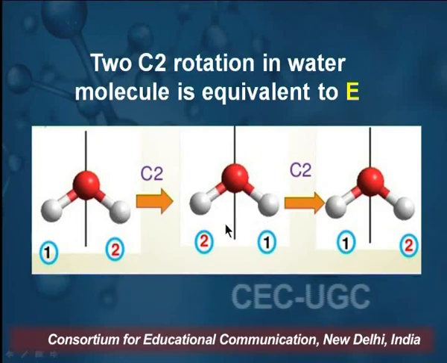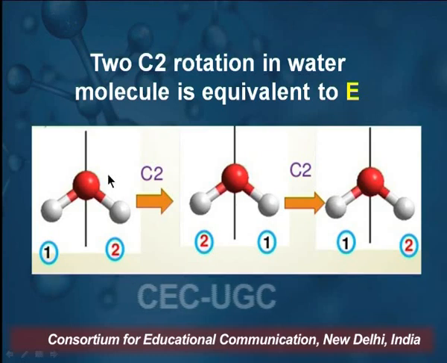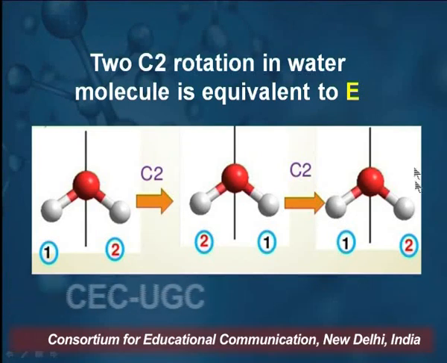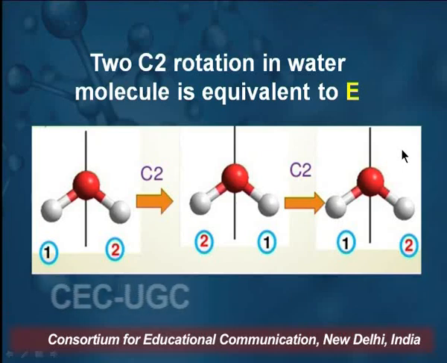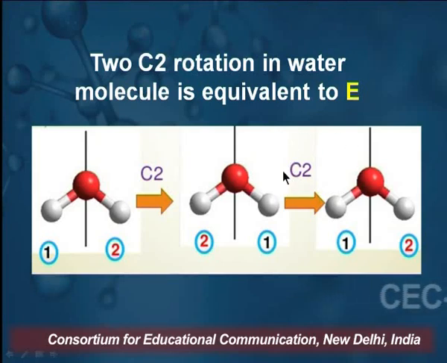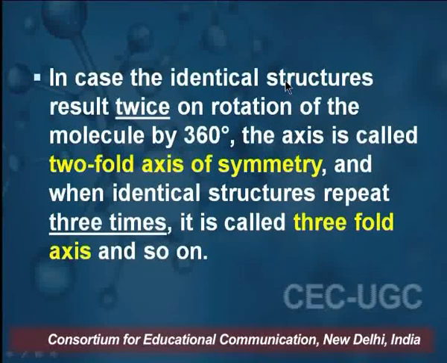Now we flip this again by 180, and what we find is that we will get a structure which is similar to the original. That is, 1 is on the left hand side, here also 1 is on the left hand side, here 2 is on the right hand side, here 2 is on the right hand side. So this molecule has a 2-fold axis of symmetry. That is, after every 180 degrees rotation, while we are rotating the molecule by 360, we will get an equivalent structure, or we will get back to the original structure.